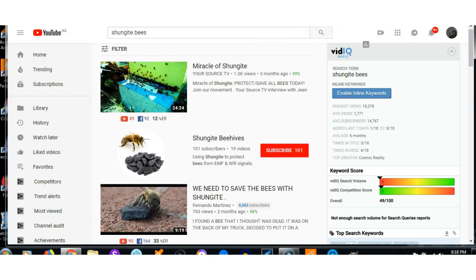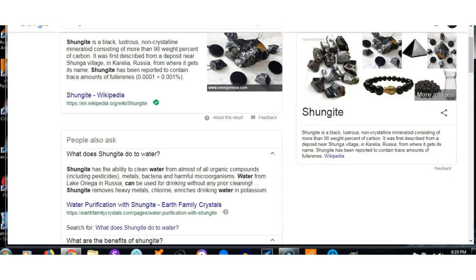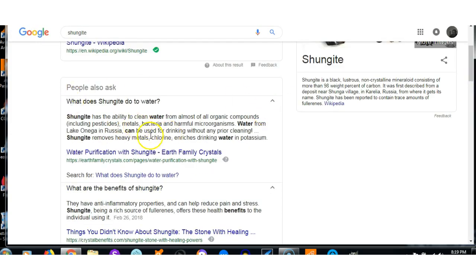So now, Shungite. It's a shiny black rock, lustrous, non-crystalline, consisting of 98% carbon. Now, the best source of it is from a place called Karelia in Russia. And if you put it in water, as it says here, water from it can be used for drinking without any prior cleaning.